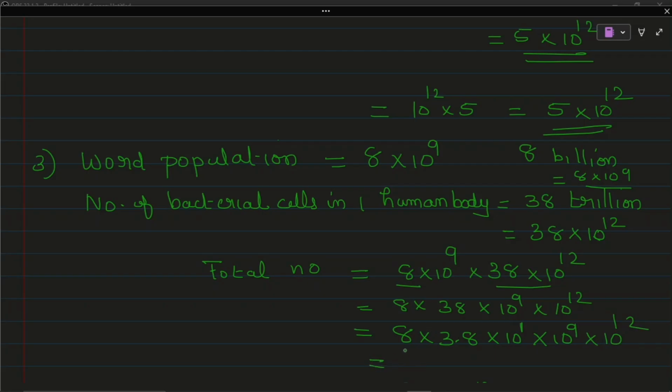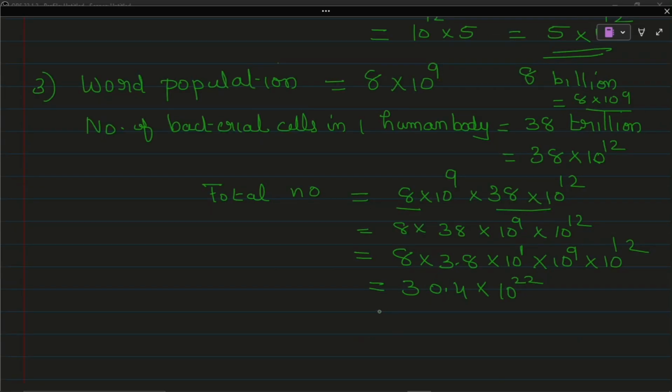That means when you multiply 8 into 3.8, first you multiply 38 with 8, that means 304. Now after decimal 1 place, so here also after decimal 1 place, and then 10 raised to 1, 10 raised to 9, 10 raised to 12. For exponential multiplication, add the powers, so this becomes 10 raised to 22. This 30.4, when we write in scientific notation, should be a number less than 10.